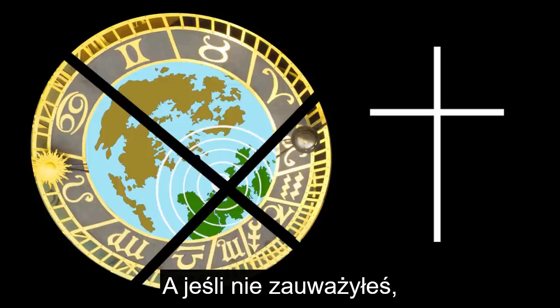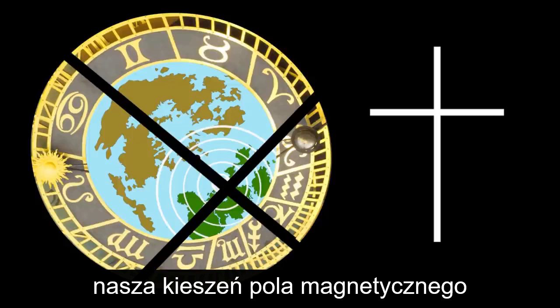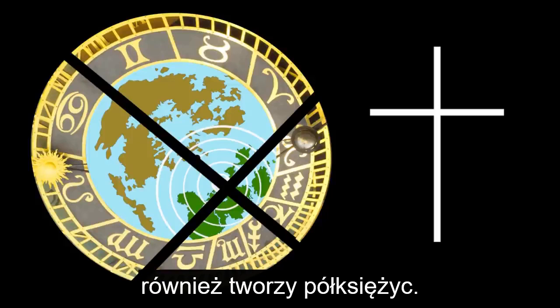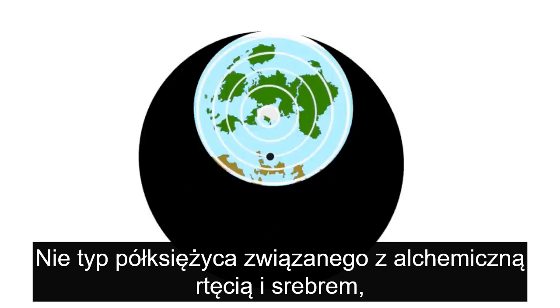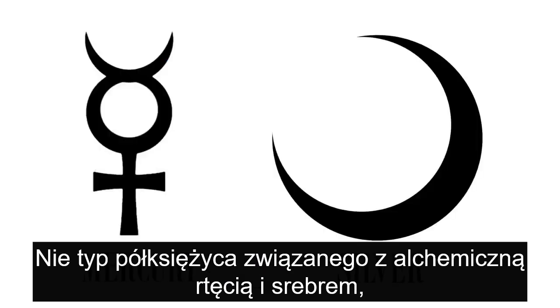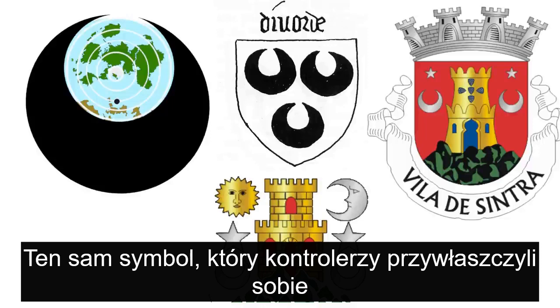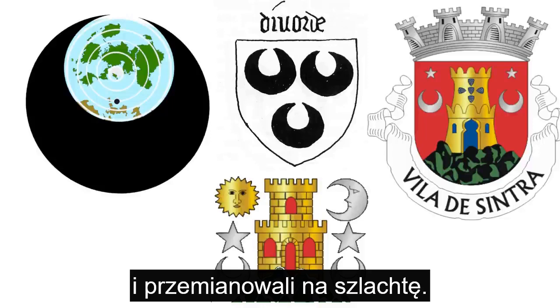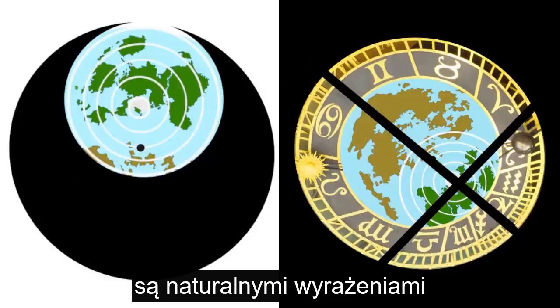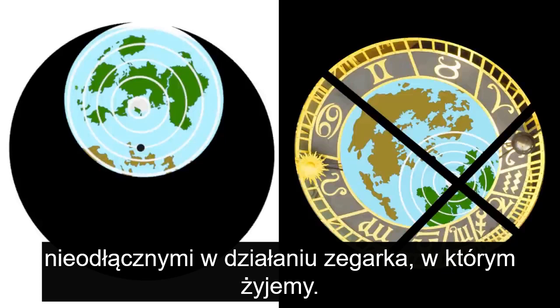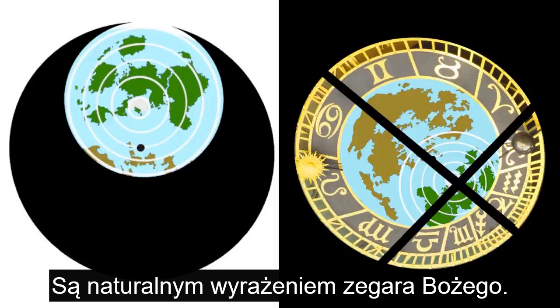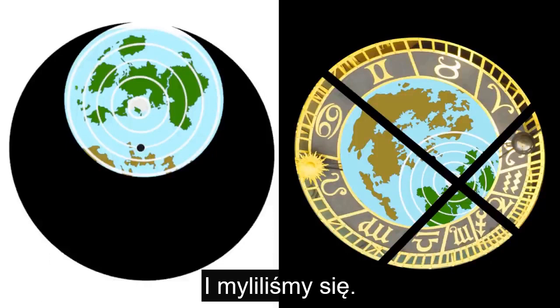And in case you hadn't noticed, our magnetic field pocket within the greater realm also forms a crescent moon. Not the type of crescent moon associated with the alchemical mercury and silver, but this kind of crescent moon. The same symbol that the controllers appropriated and redesignated to represent nobility. The cross and crescent are natural expressions inherent in the workings of the timepiece we live within. They are natural expressions of God's clock. And we got it wrong.